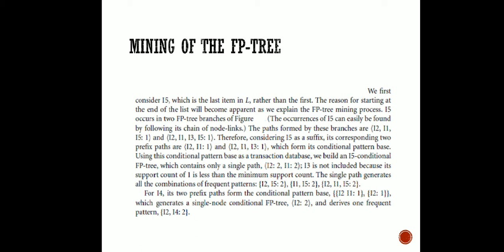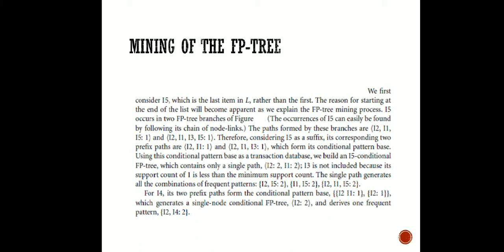Right, so therefore we consider that I5 is a suffix and we have to treat the prefix only because our goal is to reach I5, so we are not going to consider I5 in the path because that is our suffix, and we are going to work with the prefixes only. So here the two prefixes are, one is the I2, I1 pattern, and the count is 1. Another pattern is I2, I1 and I3. Now see, we are going to find out the conditional pattern base. These are the two conditional pattern bases, right? So this is the way in which we are going to find out the conditional pattern base.